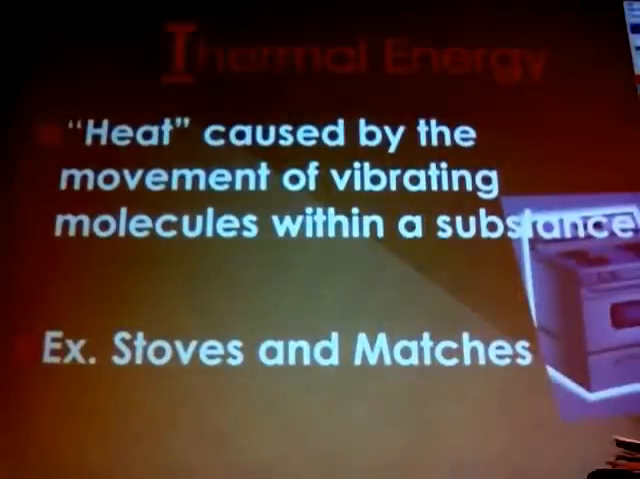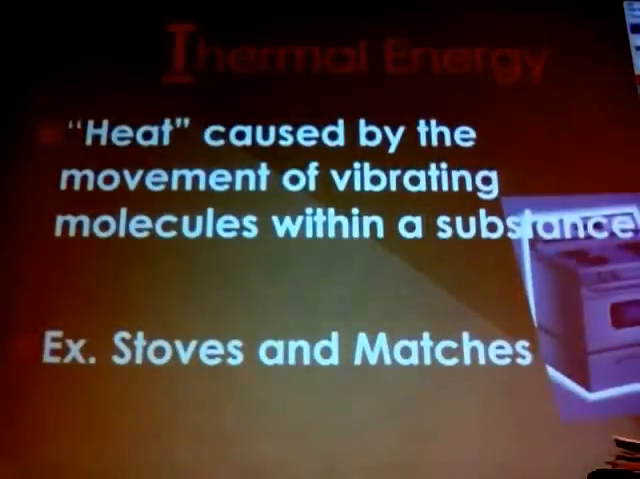Thermal energy. This is heat caused by the movement of vibrating molecules within a substance. Stoves and matches. Anytime you have heat being produced, the heat also moves in waves. That's why if you're around a campfire, you could stand back from the campfire and put your hands close to it, but still feel the heat without burning yourself.